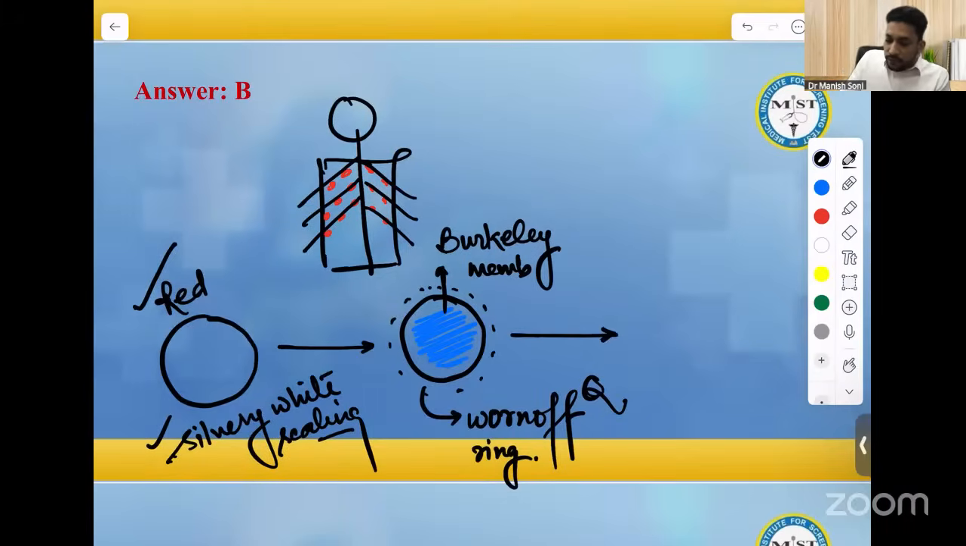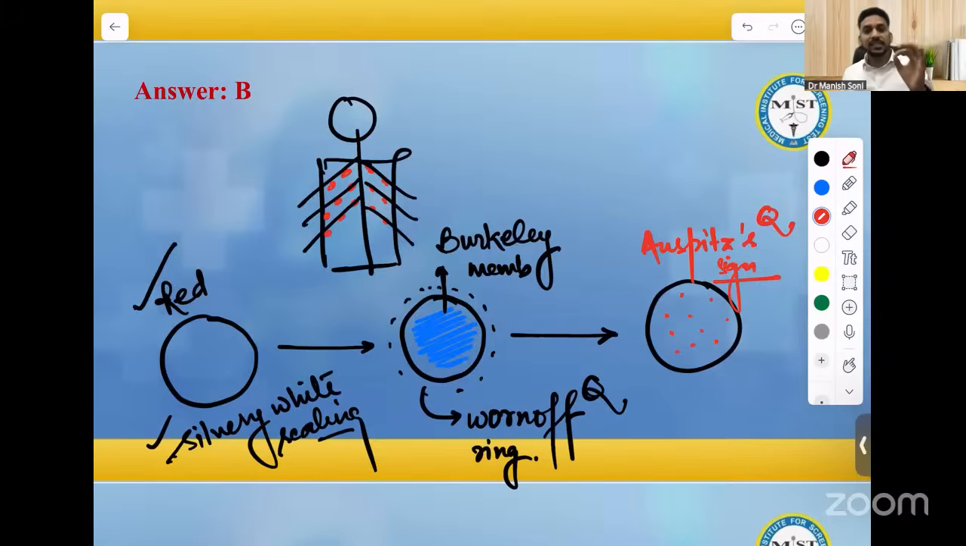Now, if you remove this membrane, the end result is pinpoint bleeding spots. This is known as Auspitz sign. So again, if they ask you, Auspitz sign is seen in psoriasis. Warnoff ring is also seen in psoriasis.